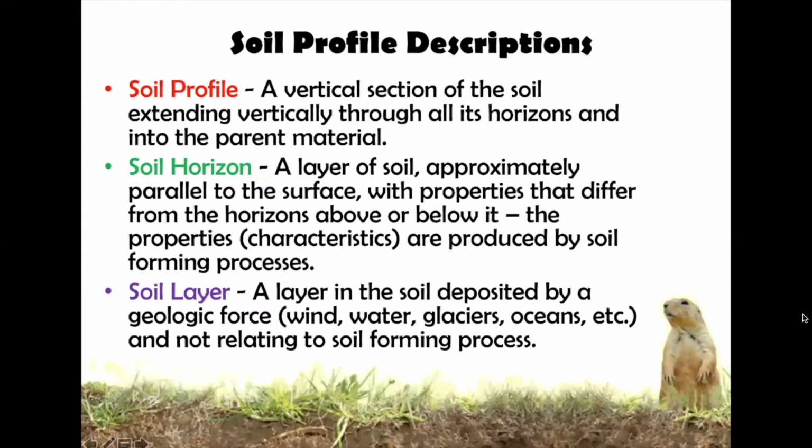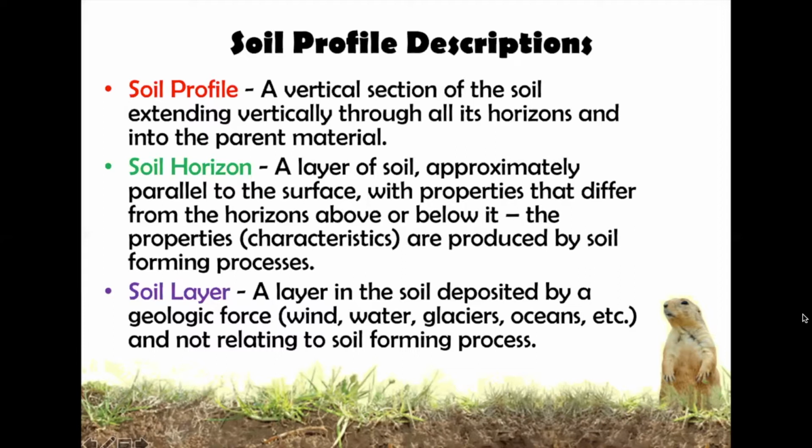Now, I want you guys to really make sure you can explain the next three definitions. That's soil profile, soil horizon, and soil layer. The soil profile is a vertical section of the soil extending vertically through all of its horizons and into the parent material. A soil horizon is a layer of soil approximately parallel to the surface with properties that differ from the horizons above or below it. The soil properties or characteristics are produced by soil forming processes.